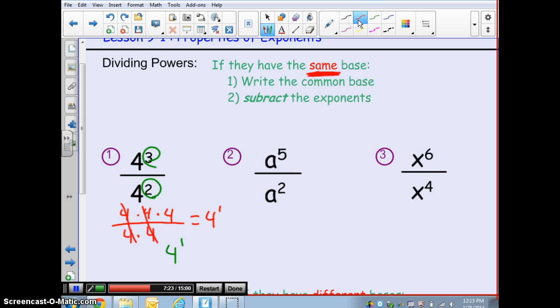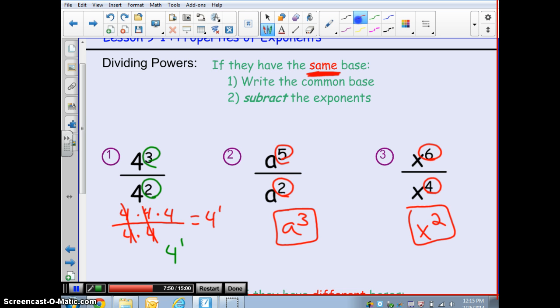If we take a look at number 2, my common base is a. So I'm going to write that down. And then I'm going to subtract the exponents. 5 minus 2 is 3. A to the third would be my final answer. And lastly, number 3 over here, x is my common base. I would do 6 minus 4 and get x to the second power. And that would be my final answer. Again, this is only with exponents that have the same base.